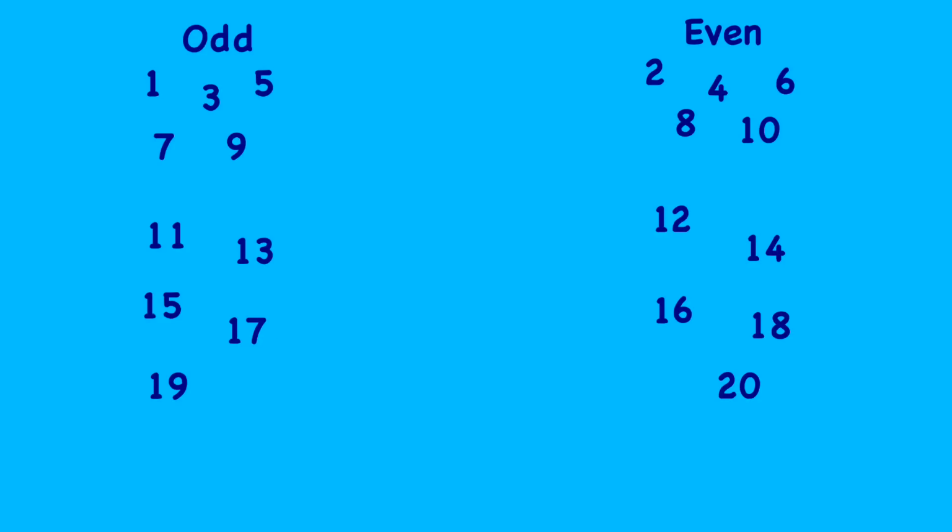So if you ever want to see whether a number is odd or even, just look at the units digit. If the number you're looking at ends in a 0 or a 2 or a 4 or a 6 or an 8, you know that it's an even number. And if the number you're looking at ends in a 1, a 3, 5, 7 or 9, you know that it's an odd number.